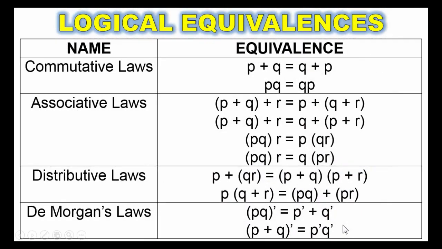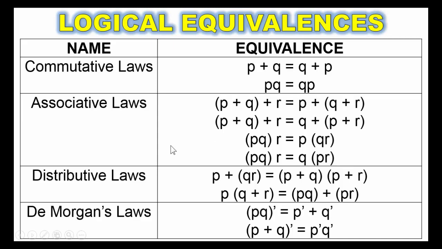Logical equivalences. The logical equivalences are similar to algebra, which has the properties of real numbers. The commutative laws state that P or Q is equal to Q or P. Another is that P and Q is equal to Q and P.